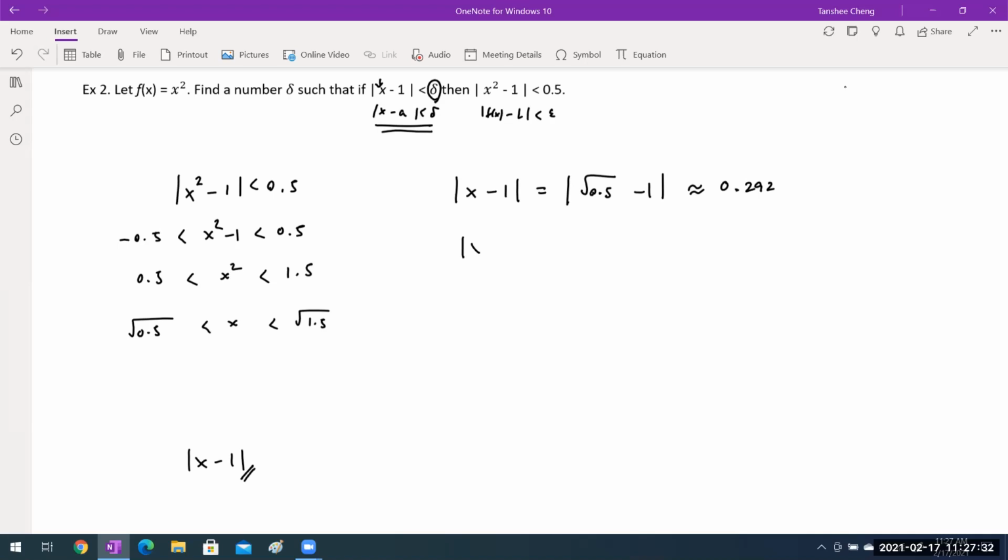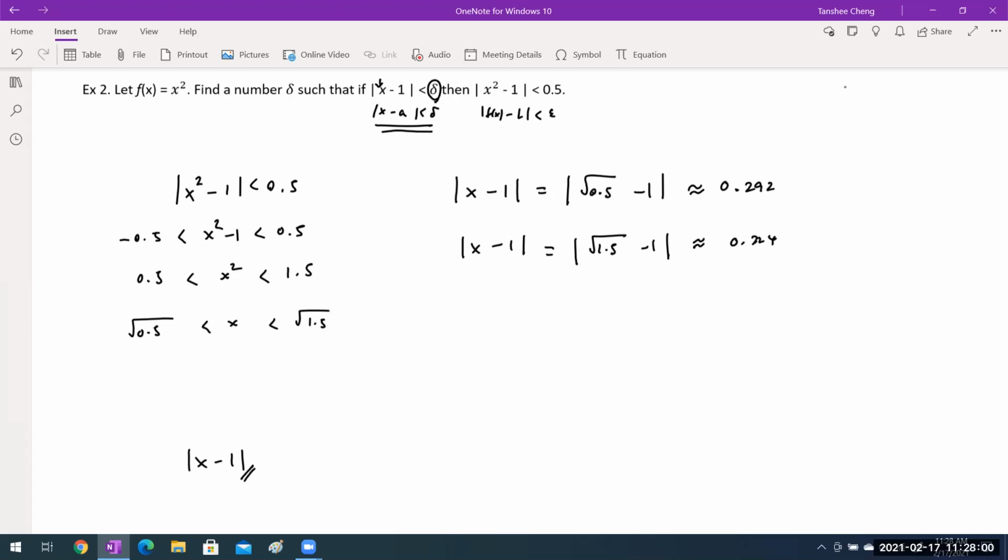And now I want to find out what is the upper bound, right? Which is right here, meaning it's approaching from the right-hand side. So this will become the square root of 1.5 minus 1, that is approximately 0.224. And those are the two different values that we can get from approaching to a.